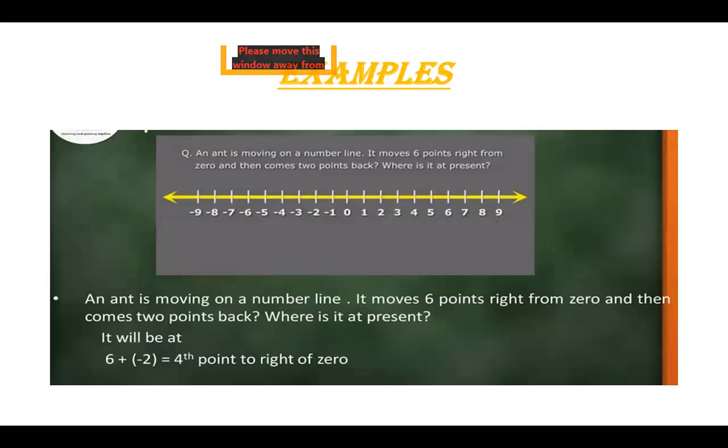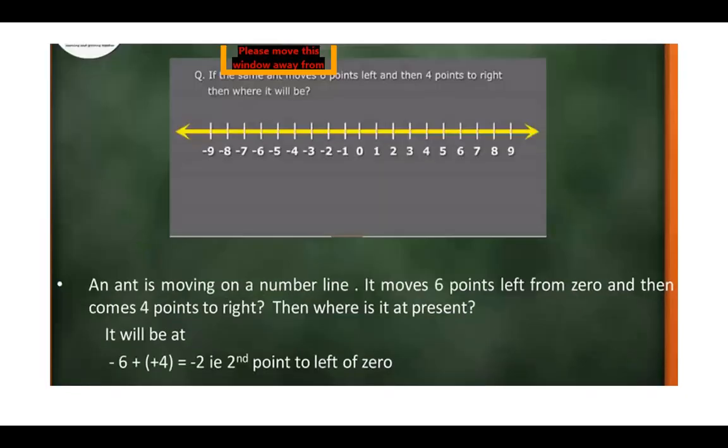Examples: an ant is moving on a number line. It moves 6 points right from 0 and then comes 2 points back. Where is it at present? It will be at 6 plus (-2) is equal to 4, that is 4 points right of 0. An ant is moving on a number line. It moves 6 points left from 0 and then comes 4 points to the right. Then where is it at present? It will be at -6 plus (+4) is equal to -2, that is, the second point to the left of 0.